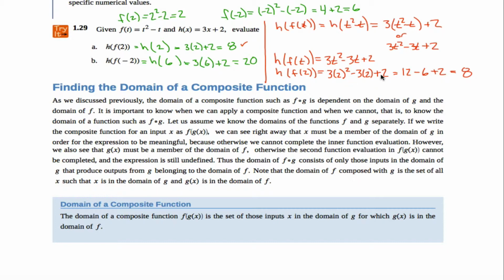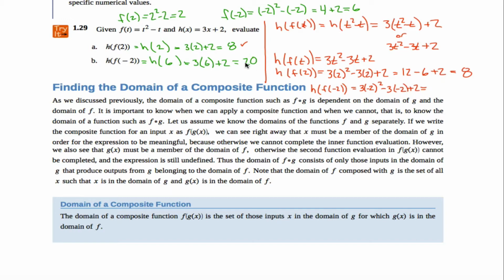I'm not saying this was quicker. This is just another way you could do it. I've come this far, so I guess I should finish this up. H of f of negative 2. This is what part B asked me here. Well, I have this blueprint up here for h of f of t. So let's change the t's into negative 2's. That'll give me 3 times negative 2 squared minus 3 times negative 2 plus 2.